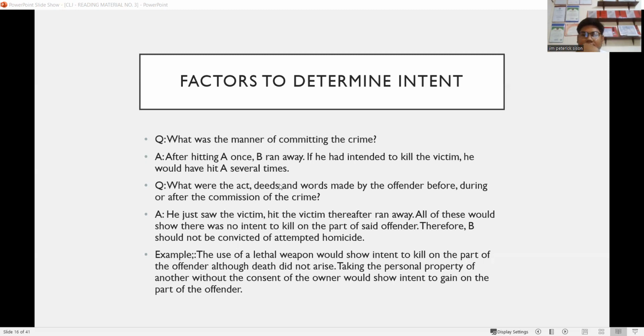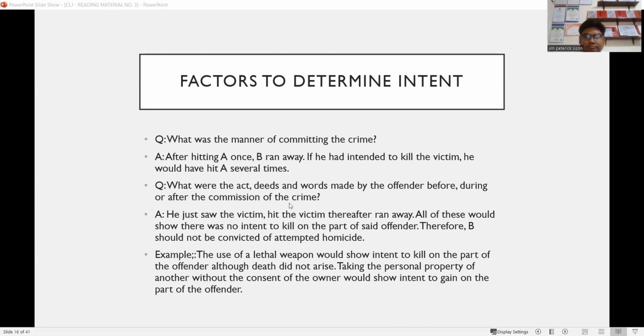What were the acts, deeds, and words made by the offender before, during, or after the commission of the crime? He just saw the victim, then hit the victim, and then ran away. All of these would show there was no intent to kill on the part of the said offender. Therefore, B should not be convicted of attempted homicide.